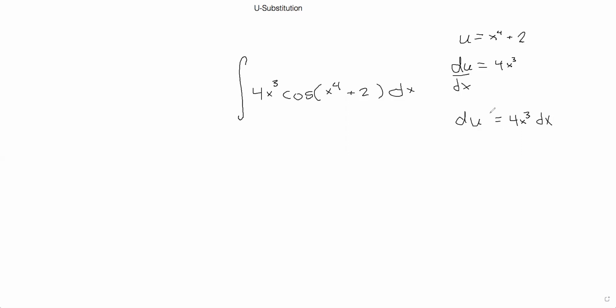Let's get back to math. So we have du in terms of x. And this is perfect. The reason why this is perfect is, well, I'll show you.